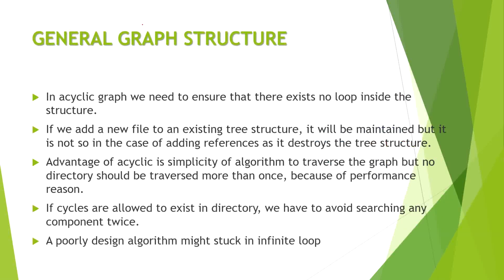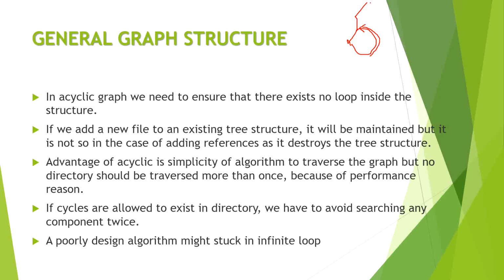The other is general graph structure. Okay, so in general graph structure, we need to make sure that we do not have any loop in our structure. If there is any loop in our structure, meaning a loop of references, then what will happen is that if we are searching from here, and if there is any loop from here, then it will come here and then again it will go here and search, and because of this performance will degrade.